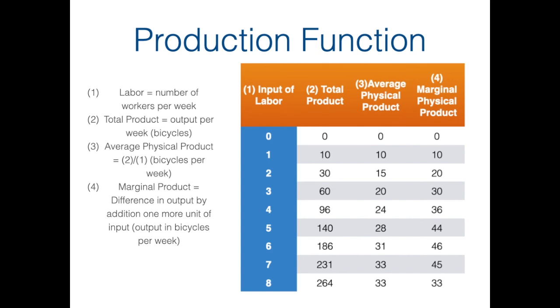Note that the production of one worker is 10 bicycles, while the production of 2 workers working together is 30 bicycles per day. This does not represent that the second worker is twice as productive as the first, but working together with the separation of duties, the division of labor, the two are more productive.